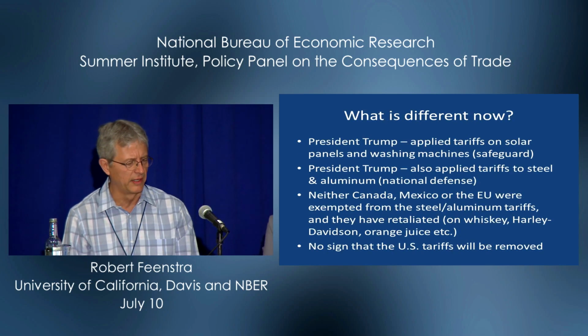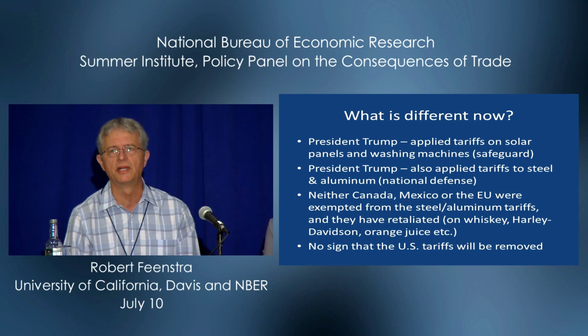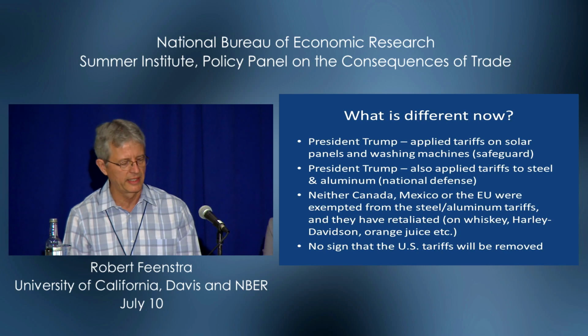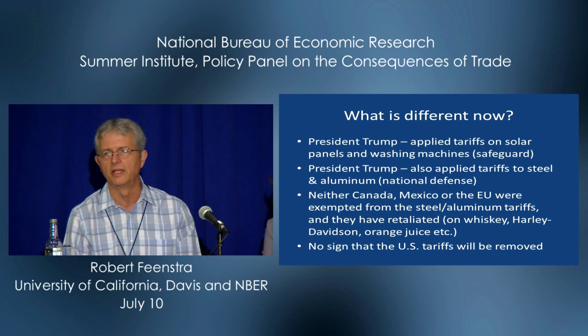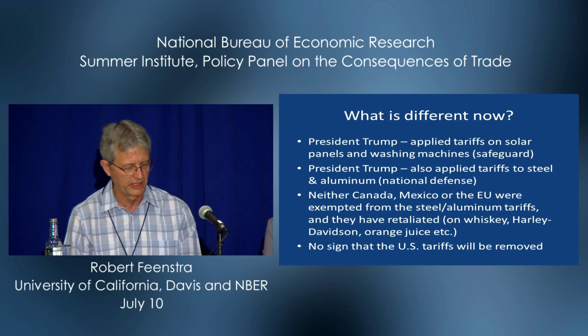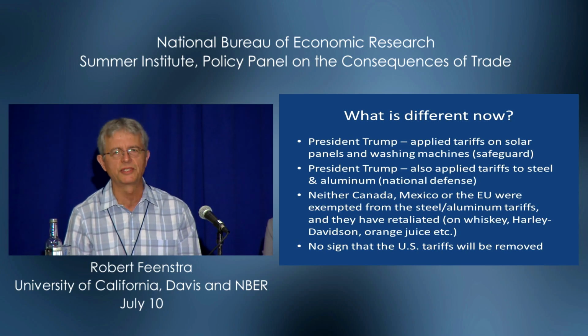So what's different now? Well, President Trump has applied tariffs on solar panels and washing machines, also a safeguard action, perhaps not too different than President Obama's tariffs on tires and on solar panels. President Trump also applied tariffs to steel and aluminum, perhaps not unlike the steel tariff of President Bush. But what is different is neither Canada, Mexico, or the EU were exempted from the steel and aluminum tariffs. They've all retaliated. So this is not just planned retaliation, but actual retaliation. And there's no sign that those US tariffs will be removed.